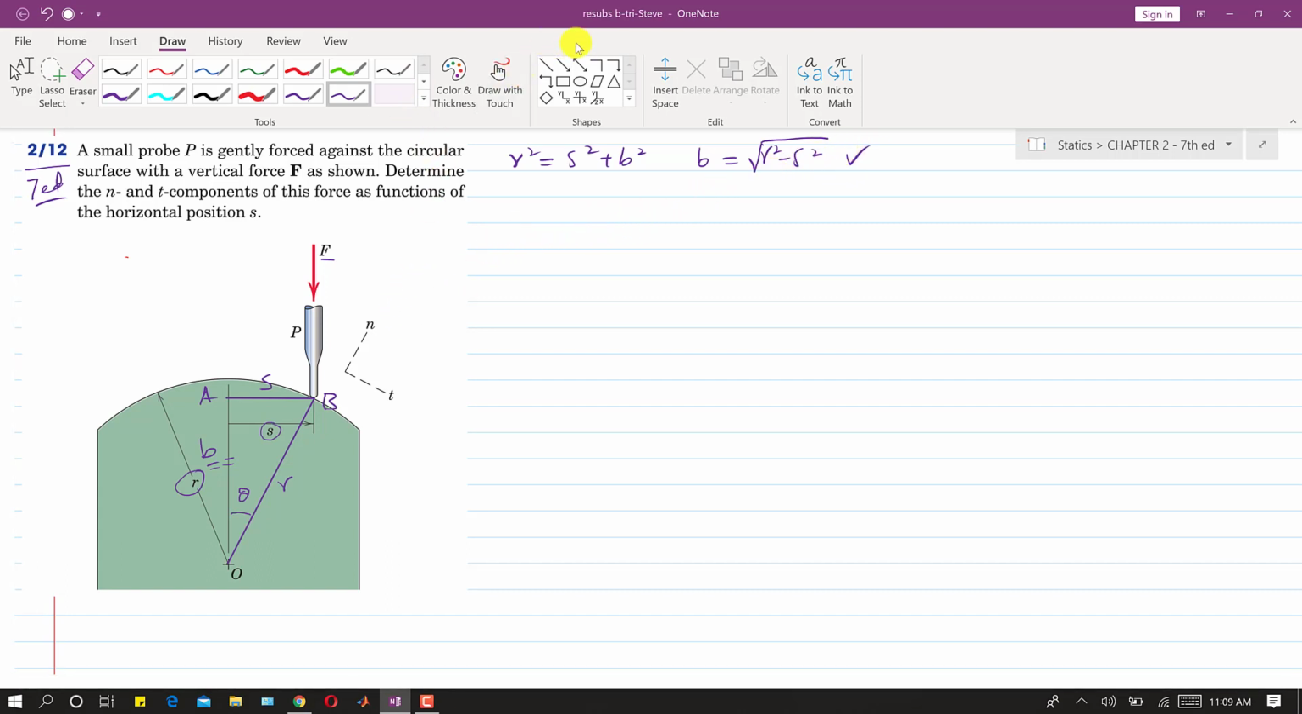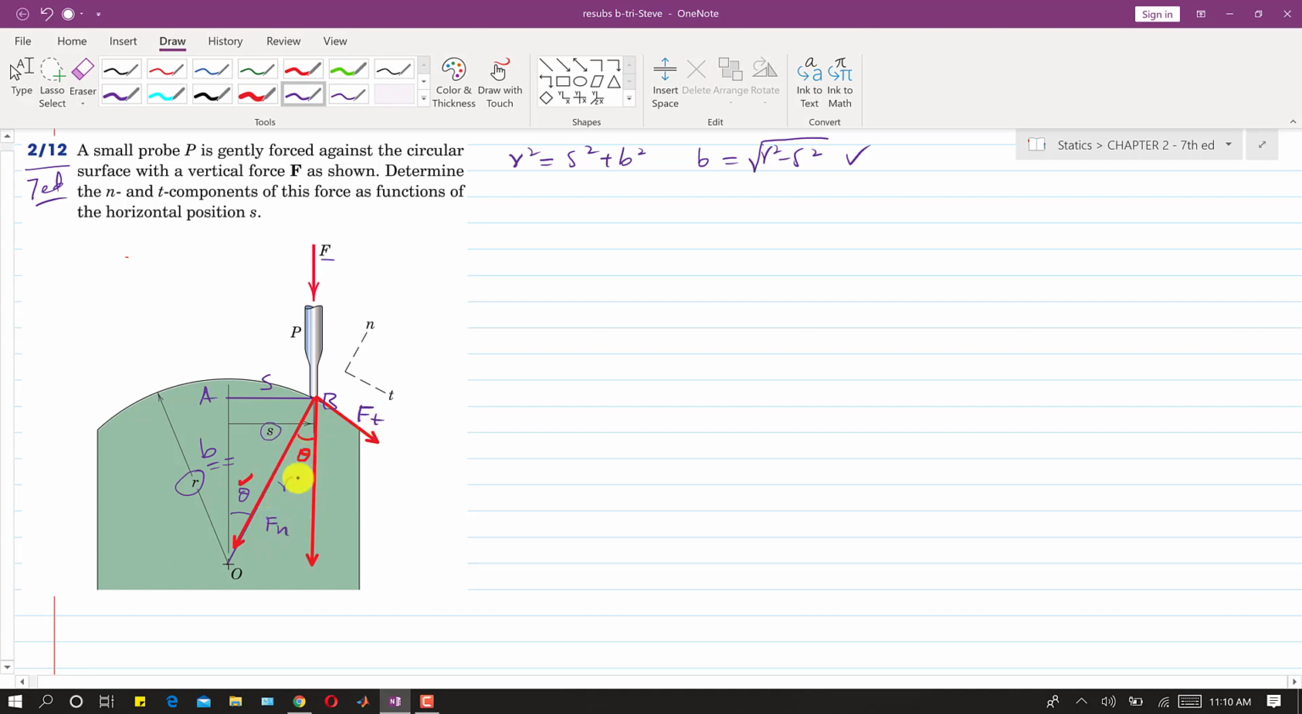Now if I draw the force, this is the force vertically downward, right? If this is theta, then this is also theta. These two are alternate angles, so this is also theta. So we can draw the components of this force F along N and T. This will be the F of N component, and this will be the F of T component parallel to T.